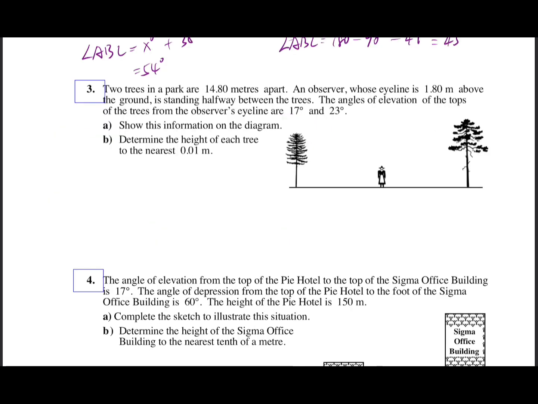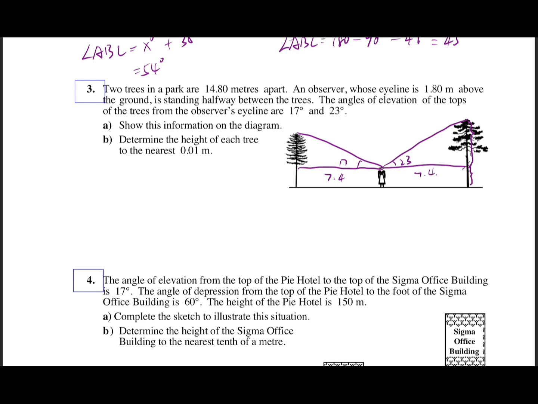And for here, we need to find the halfway point between the trees, so it's like this. And this is 17, this is 23. And each part is 7.4. And we need to find the height of each tree. And when you find this part, don't forget the height of the bottom, and the bottom is the height of that person.